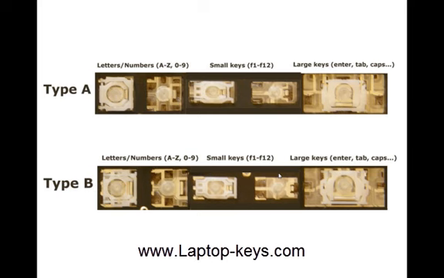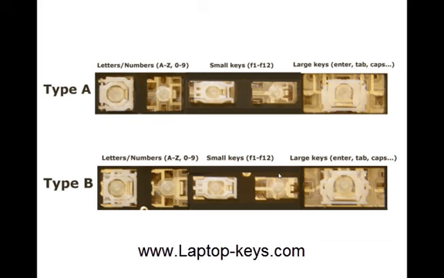On the left you'll find the letter and number keys, A through Z, 0 through 9. The middle picture will have these small keys, which are the F keys, F1 through F12. This also includes the escape, the eject key, and also the arrow keys. The final picture on the right is the clip style of the larger keys, which is the enter, tab, caps, backspace, and so on and so forth.